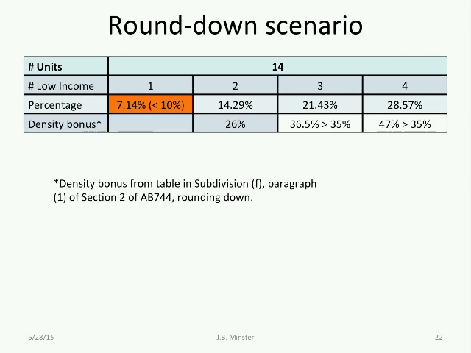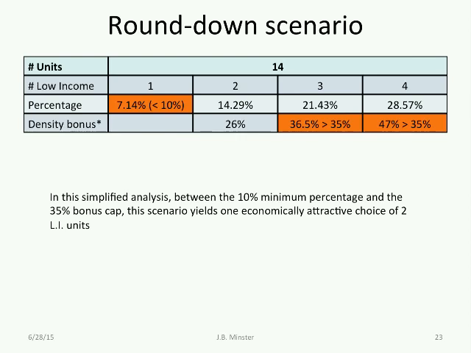The cases of 3 and 4 low-income units lead to density bonuses that exceed the cap of 35%, and therefore we have agreed would not be considered by the builder. This means that between the 10% minimum percentage and the 35% bonus cap, the round down scenario yields only one economically attractive choice of 2 low-income units and a density bonus of 26%.